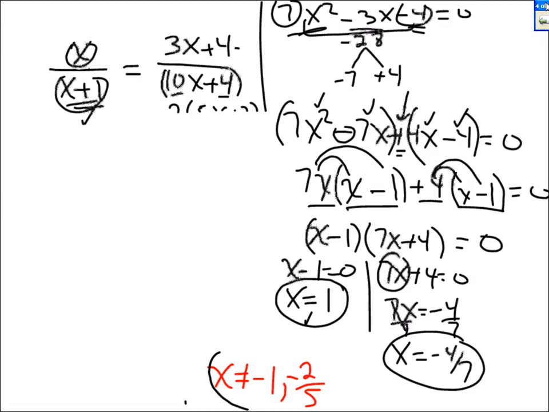We cannot allow negative 1 to be an answer, and we're not. And we can't allow negative 2 over 5 to be an answer, but we're not. So the answer is x is 1 or negative 4 over 7. Okay, on that note, this completes the section on solving equations with fractions. Good luck with it.